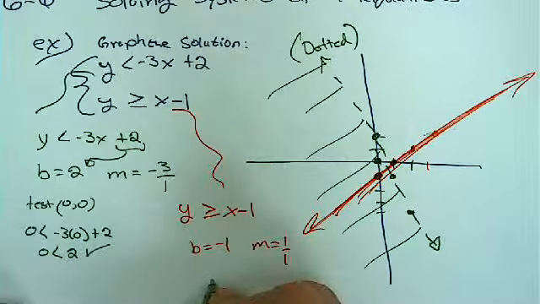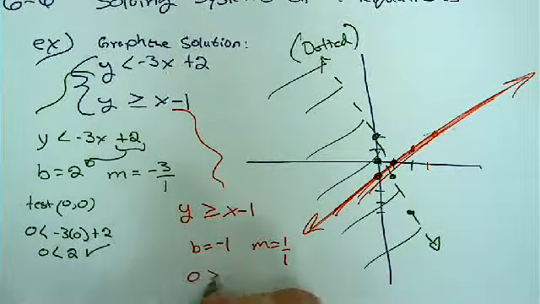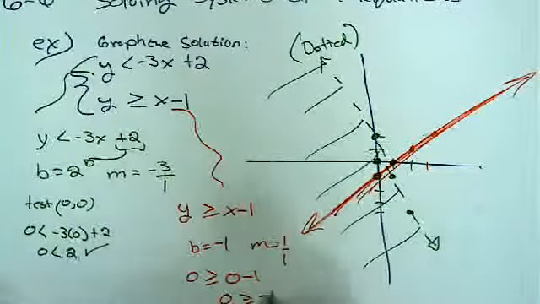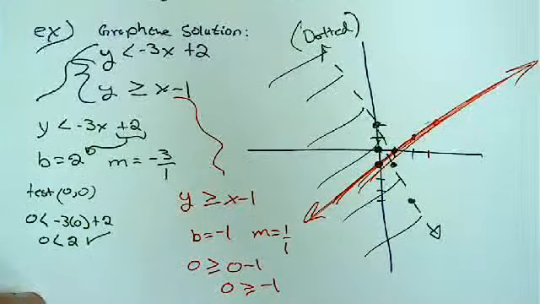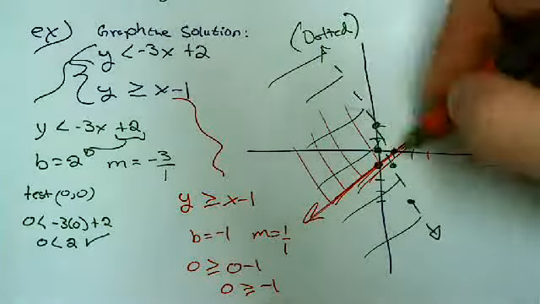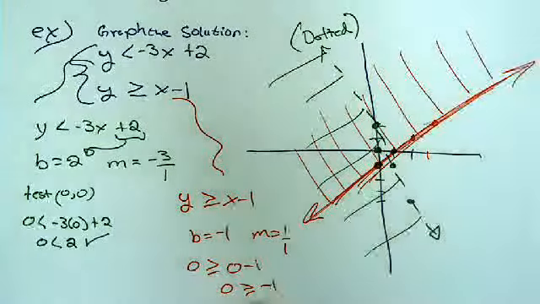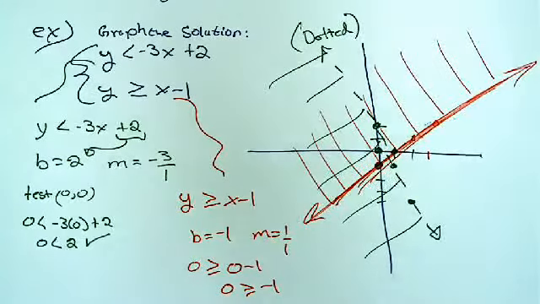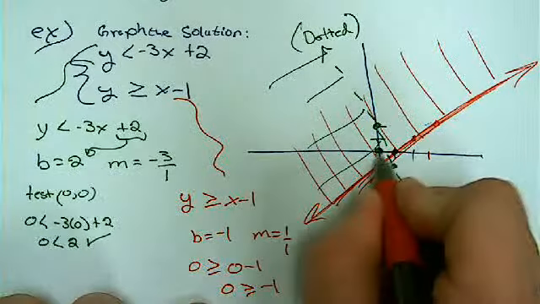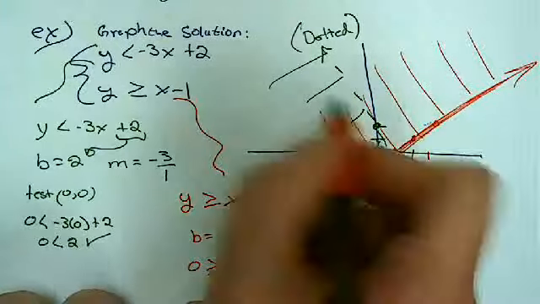So let's go ahead and test 0, 0 for this one. Is 0 greater than or equal to 0 minus 1? 0 greater than or equal to negative 1? Yeah, 0 is bigger than negative 1. So I'm going to shade this way. Ultimately now, my answer. Why would you go up? Because 0, 0 works, I want to shade the side that has 0, 0 on it.